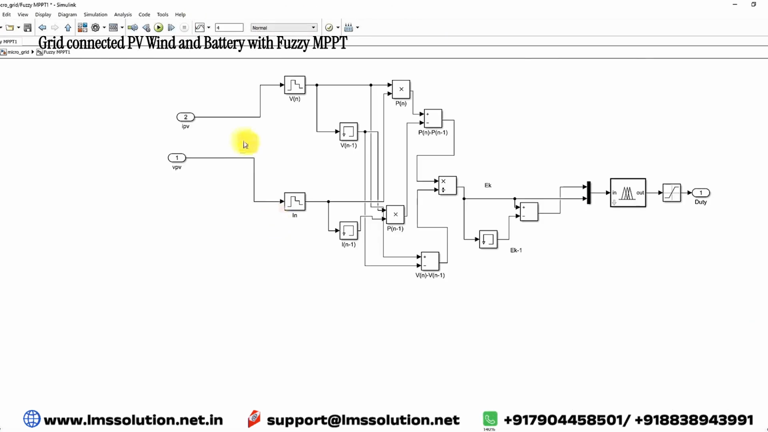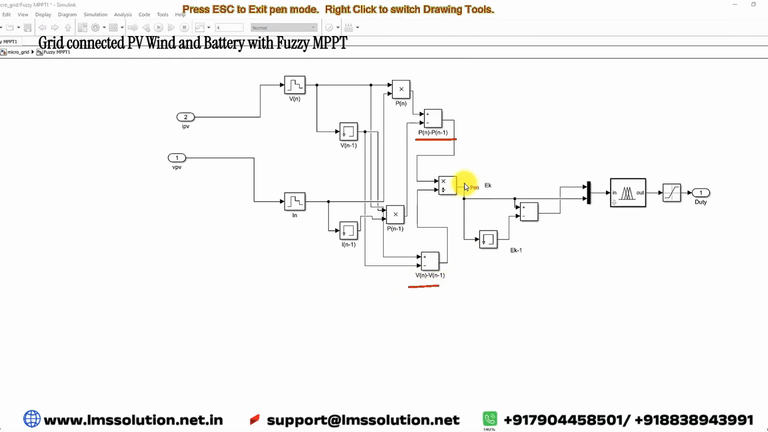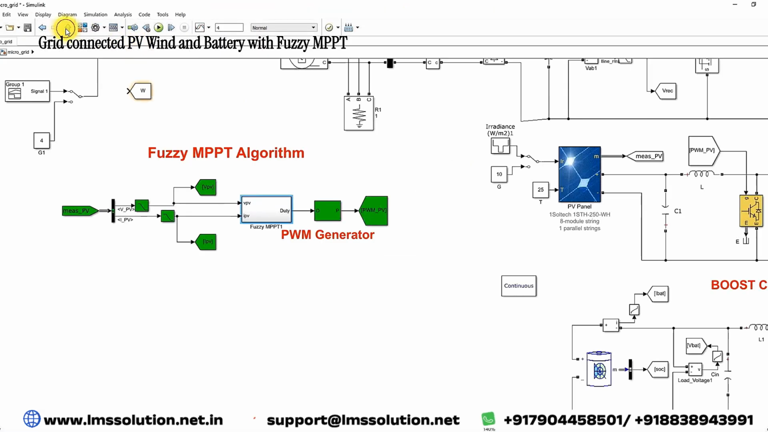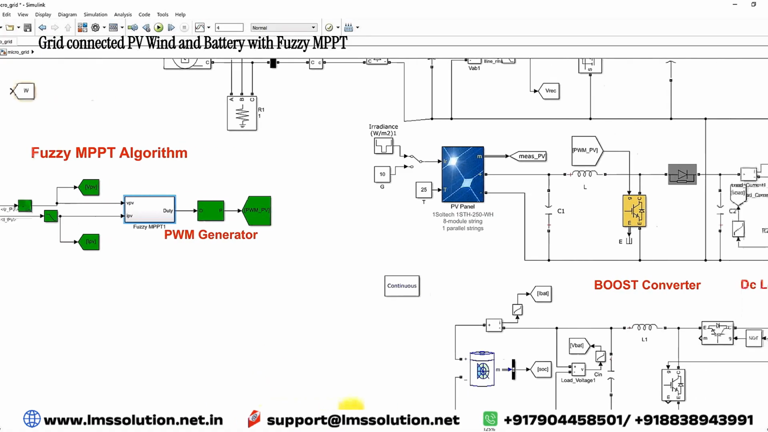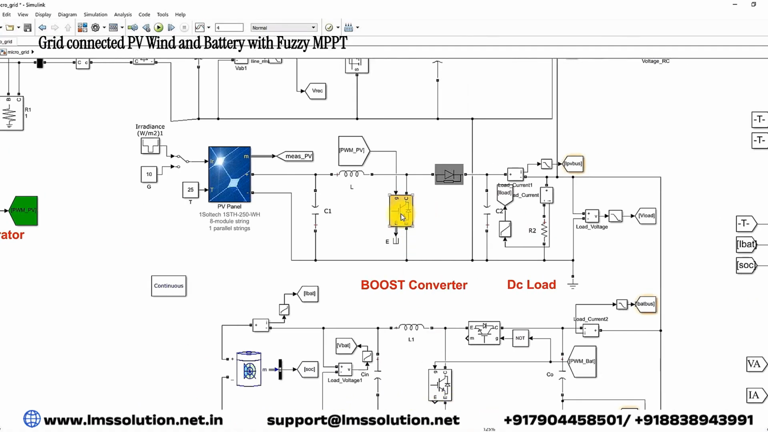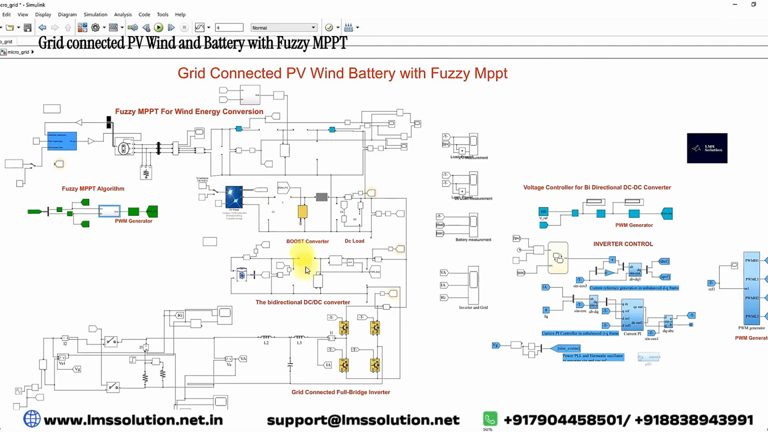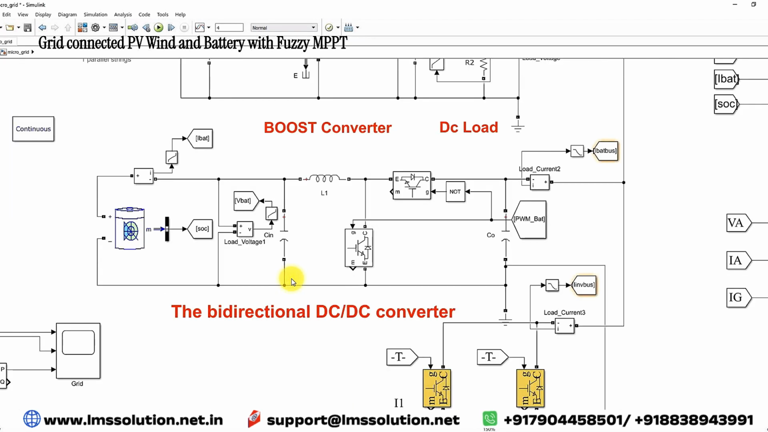Again, in the same way, by using that current and voltage we calculate del P and del V, and then del P divided by del V is considered as the error, and then you have to calculate the change in error. The error and change in error are given to the fuzzy logic controller. The output will be known as the duty cycle. This duty cycle will be processed via the PWM generator, which will generate the pulse. This pulse is going to control the IGBT of the boost converter in order to extract the maximum power from the solar PV system.